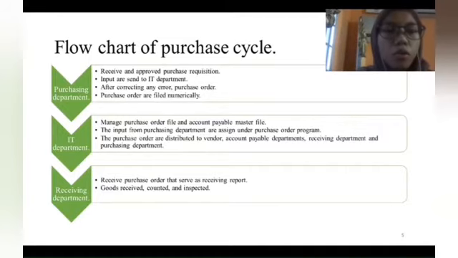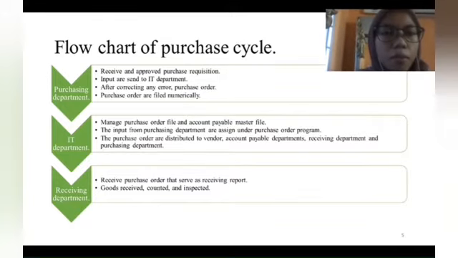Okay, moving forward to the flowchart of the purchase cycle. So it starts with the purchasing department. The duty of the purchasing department is to receive and approve purchase requisition from another department. And then the input is sent to the IT department. After correcting any error, only then does the purchasing department prepare the purchase order. The purchase orders are filed numerically.